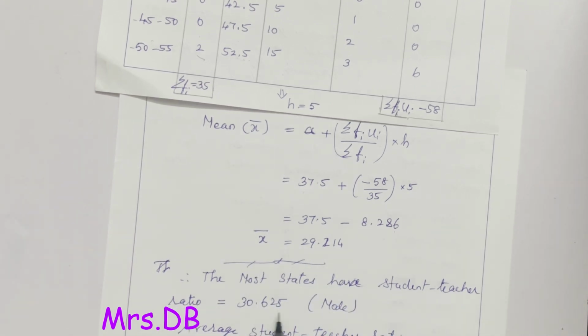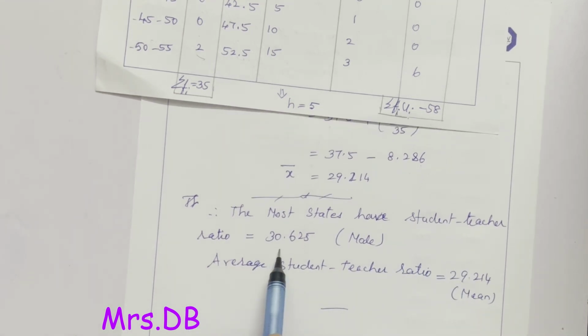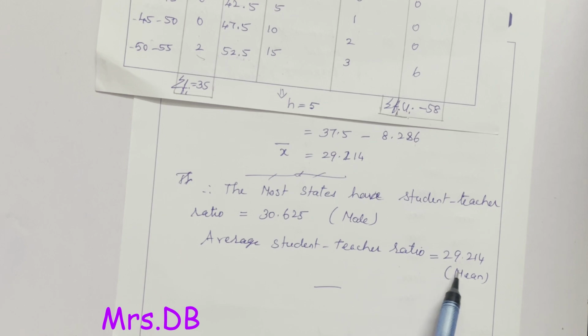Our mode is 30.625. That is, most of the states have a student-teacher ratio of 30.625. The average student-teacher ratio, that is the mean, is 29.214.